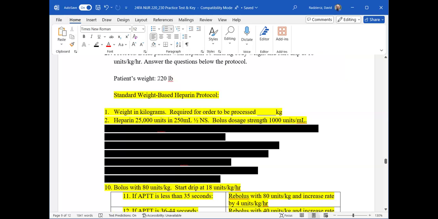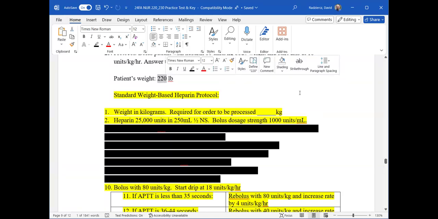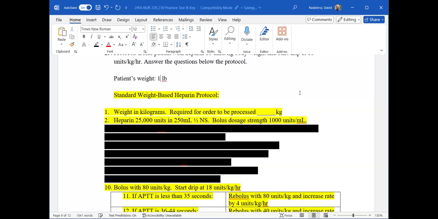So what I'm going to do, to make this question a little bit different than what is on previous tests, is I'm actually going to change the patient's weight. So let's say this patient is 156. Okay. So just randomly making up a patient's weight.